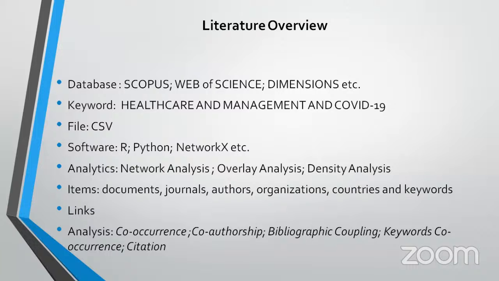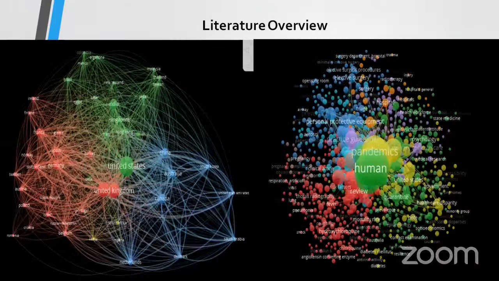And which analytics can you do? Either network analysis, or overlay analysis, or density analysis. And how do you get the analysis for these items? Item and link, these are the two parameters. Through item and link, you can go for analytics. These three are different analytics. I think all of you are getting a little bit of an idea. Now I'll show you a diagram.